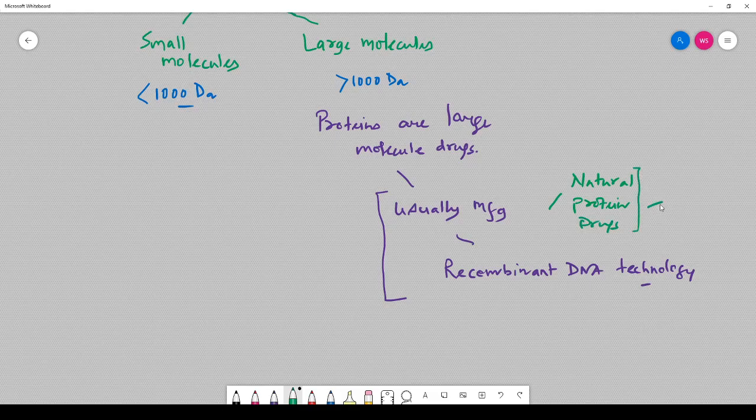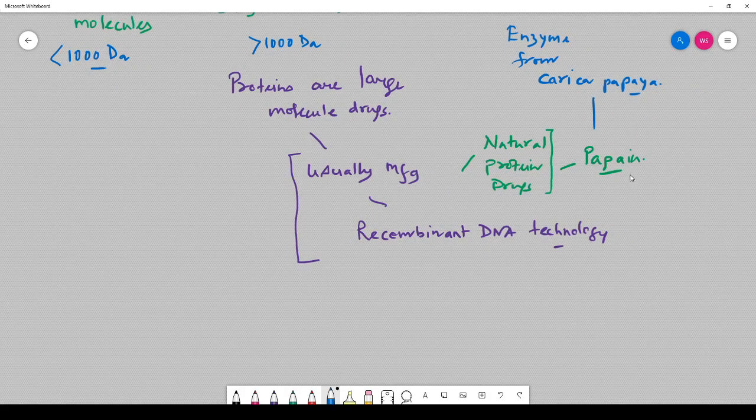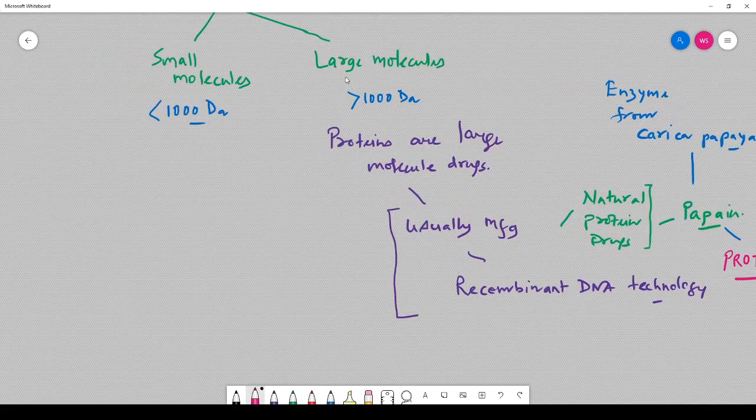What example shall we give? Papain. Papain is an enzyme from Carica papaya, the papaya fruit. It can degrade proteins, so it is a protease. Because it is a large molecule, it cannot be given orally. So proteins cannot be given per oral.